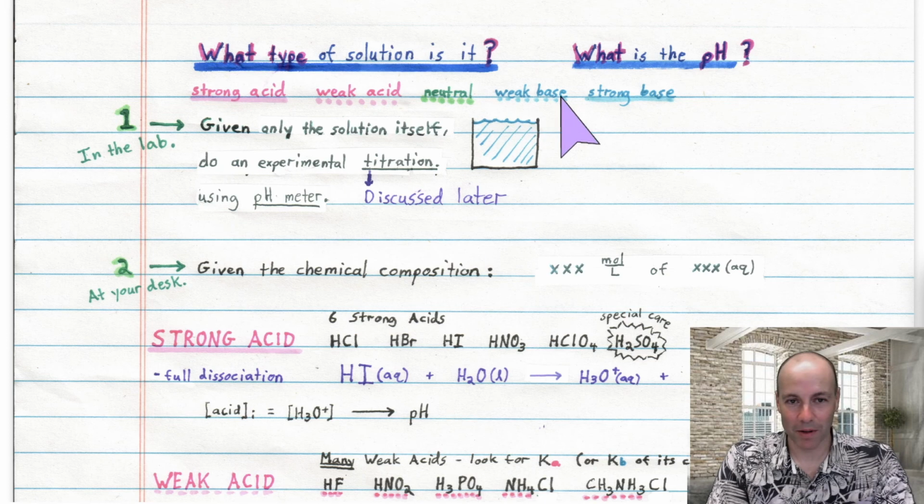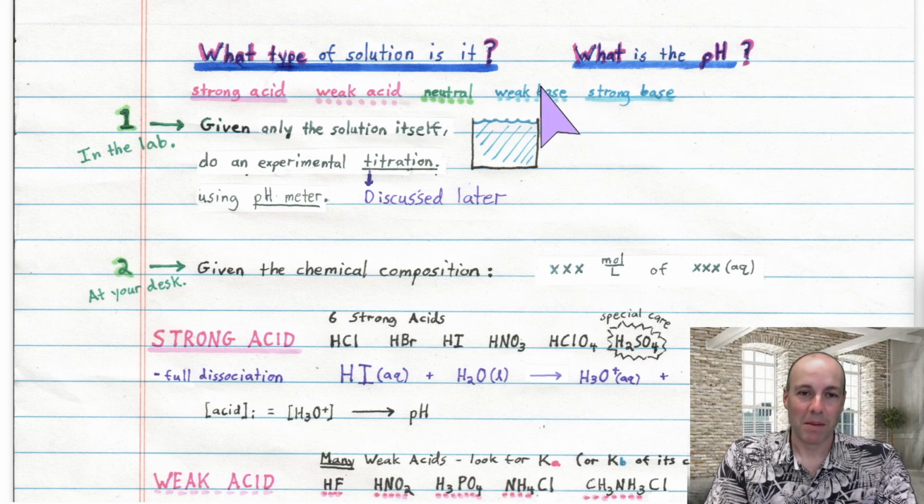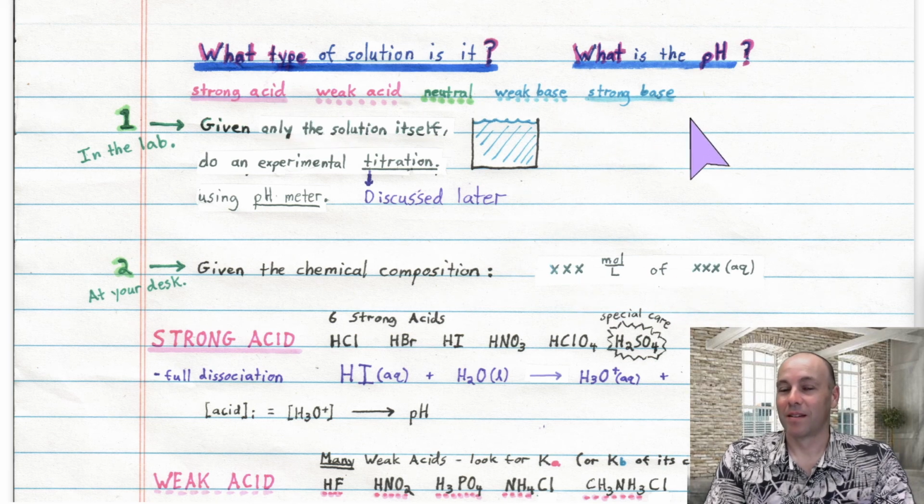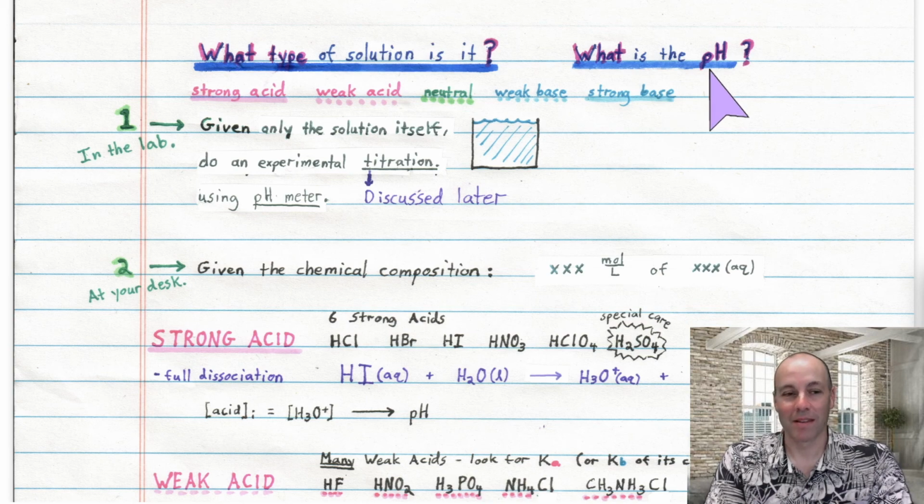So here are the categories. There are 5 of them. Maybe it's a strong acid, maybe it's a weak base, maybe it's even neutral. If you're given the molarity and chemical identity, you should be able to classify it and even calculate the pH.